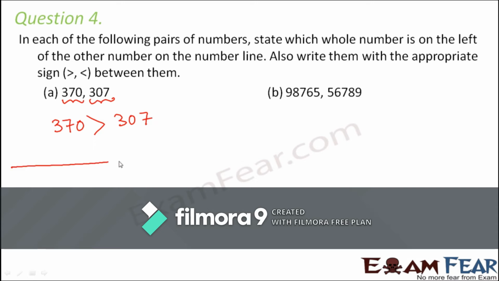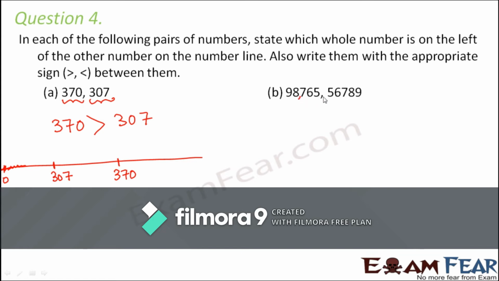Right? Now, where will they lie on the number line? So we know that the greater numbers lie towards the right. So which is a greater number? 370. So let's say if 370 lies somewhere here, so 307 being a smaller number would lie towards its left. So 307 would lie somewhere here. So if we assume that we have 0 somewhere here, so 307 would lie to the left of 370.